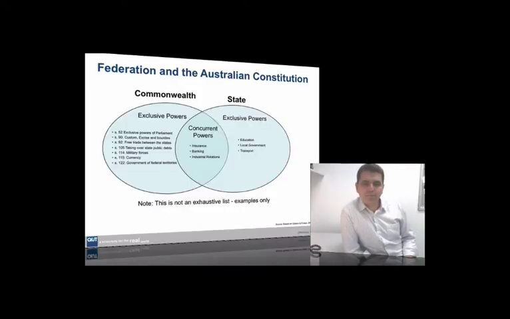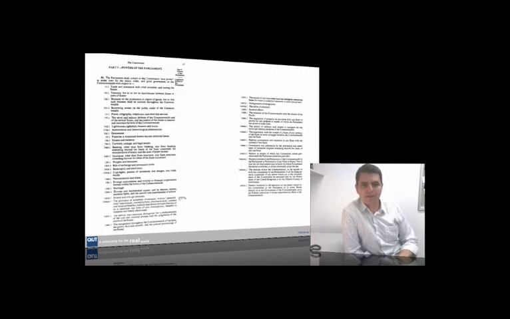You can see here that what we end up with is three sets of powers. We have exclusive powers for the Commonwealth as set out in the Constitution. We also have exclusive powers for the state, and that's everything that's left over at the end of reading the Constitution. And in the middle, we have these concurrent powers, these section 51 powers, which are set out here, which both levels of government can make laws about. However, if there's a dispute around the concurrent area, the federal laws actually apply. So they kind of trump them.